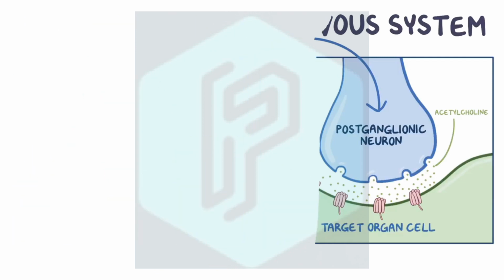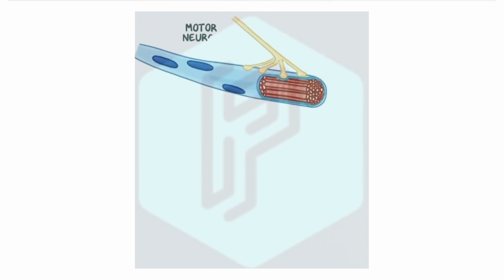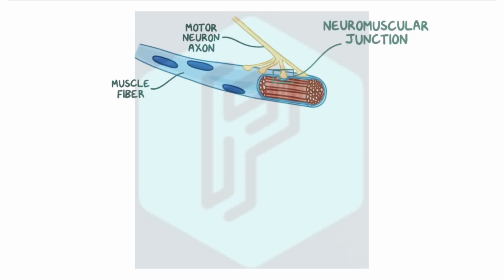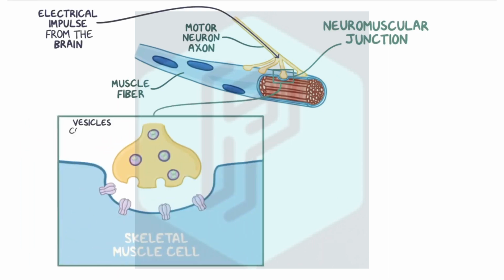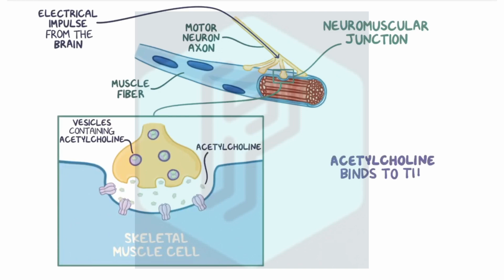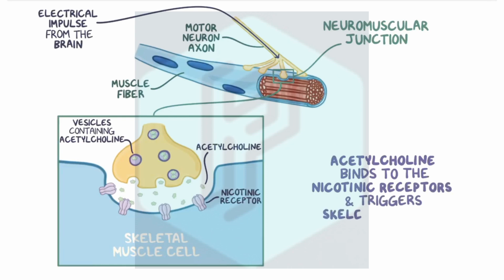In the somatic nervous system, the site where a motor neuron axon comes into contact with a skeletal muscle fiber is called a neuromuscular junction. Whenever a motor neuron receives an electrical impulse from the brain, this triggers the release of small vesicles that contain acetylcholine into the neuromuscular junction. Acetylcholine then binds to the nicotinic receptors on skeletal muscle cells and triggers skeletal muscle contraction.